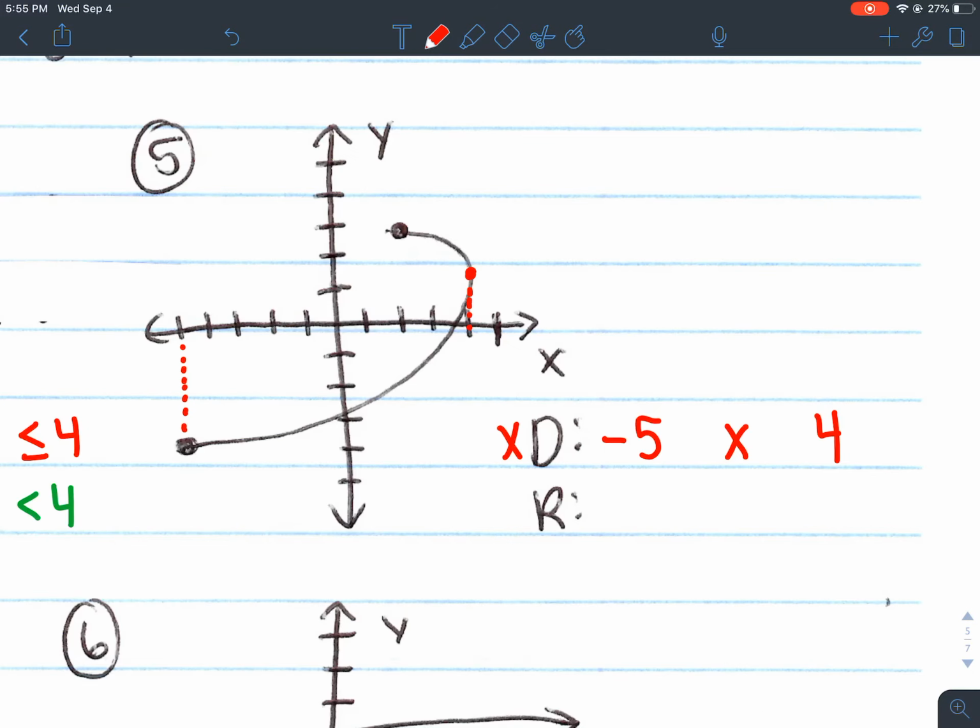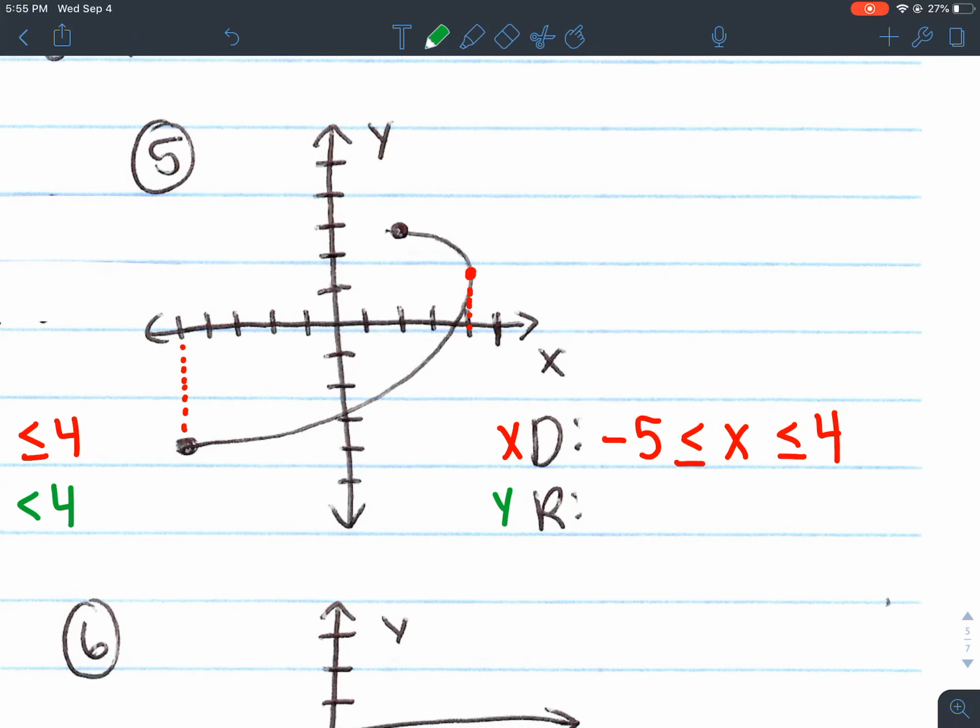Okay, domain is your x values, and so you know that you're going to have your inequalities facing this way because it's restricted between -5 and 4. At -5, the x value is a closed circle, so I'm going to have an equal to. And at +4, it is a closed circle, even though it's just a line, so it's going to be equal to there as well.